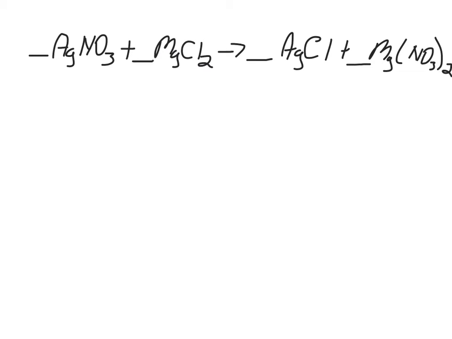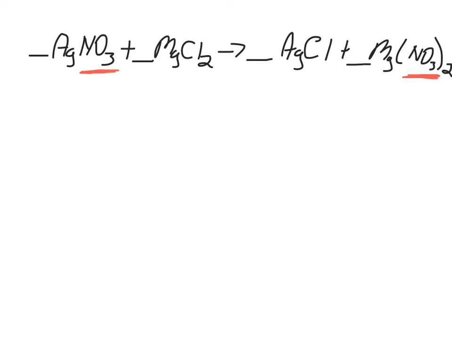You could get words, and remember anytime you have something in words, you have to do the crisscross method, and you have to switch those charges and get the correct chemical formula before you can actually do the whole equation, okay? Now look at this equation. Do we have a polyatomic ion in there? Yes. Do I have it on both sides?